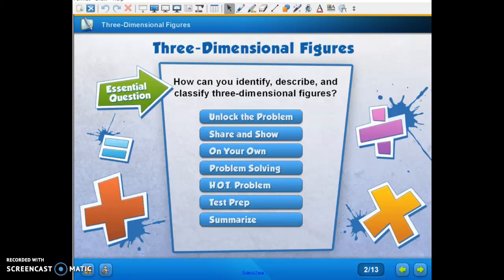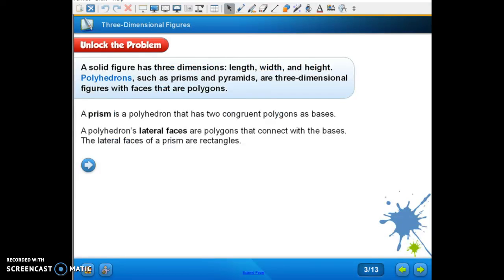Today we're looking at lesson 11.5, three-dimensional figures. How can you identify, describe, and classify three-dimensional figures? A solid figure has three dimensions: length, width, and height. Polyhedrons, such as prisms and pyramids, are three-dimensional figures with faces that are polygons.